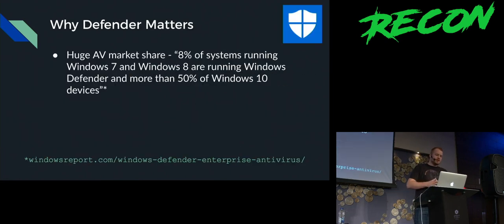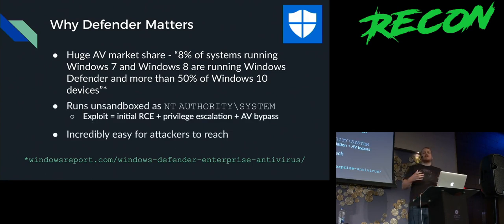Defender has a huge AV market share, so why does this matter? Why is this an important software to reverse engineer? Over 50% of Windows 10 devices have this particular Windows Defender antivirus running. Also, attack surface-wise, it runs unsandboxed as NT authority system. So if you have an exploit from inside Defender, that's first your initial RCE, you're running code in this box, you have a privesc, and you're also running inside an AV, so kind of an AV bypass.